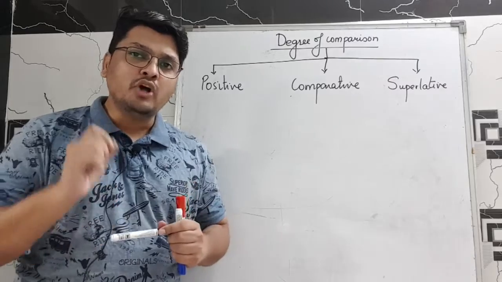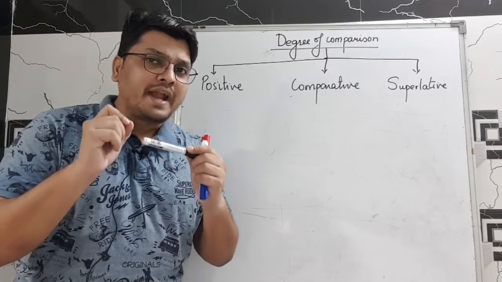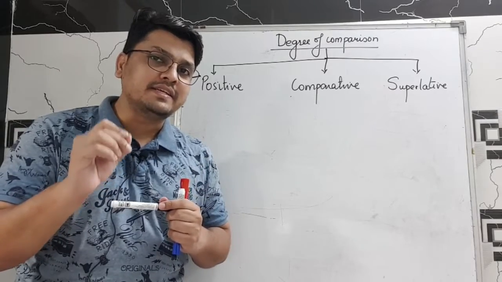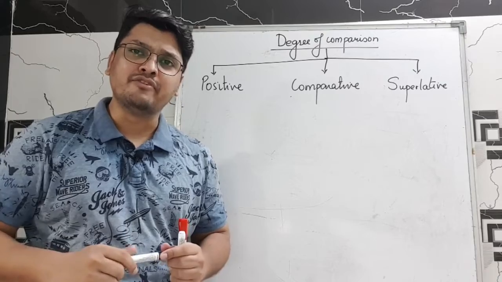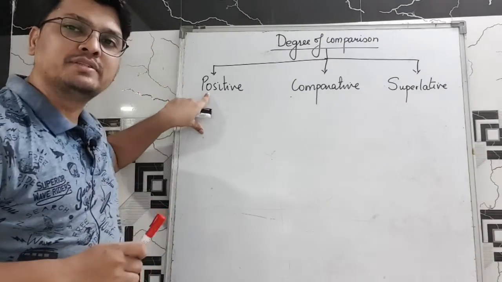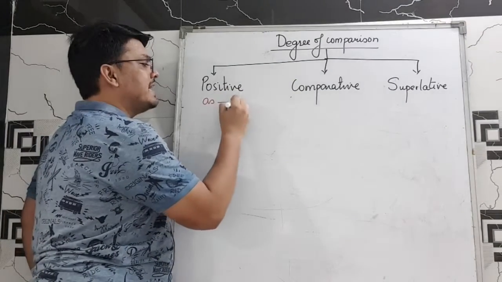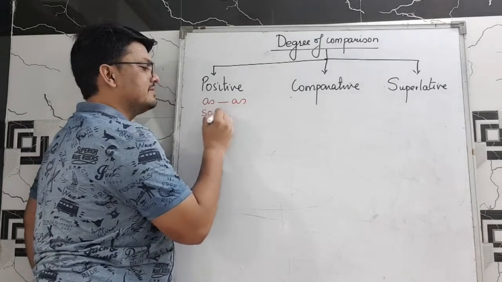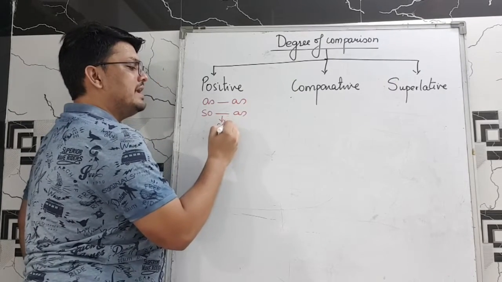Now student, the most important part is how will you identify that the given sentence is in positive degree? Now here I will give you the identification. So how will you identify positive degree? In the sentence you will see as or so as. Here in center, you will see adjective.